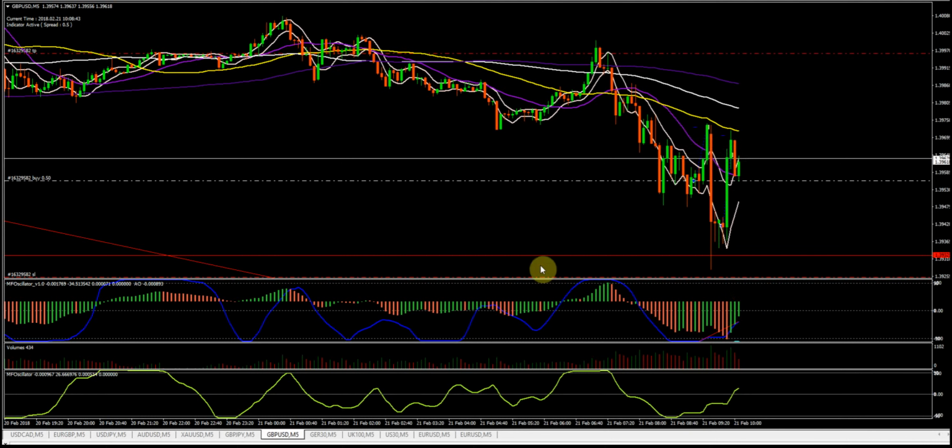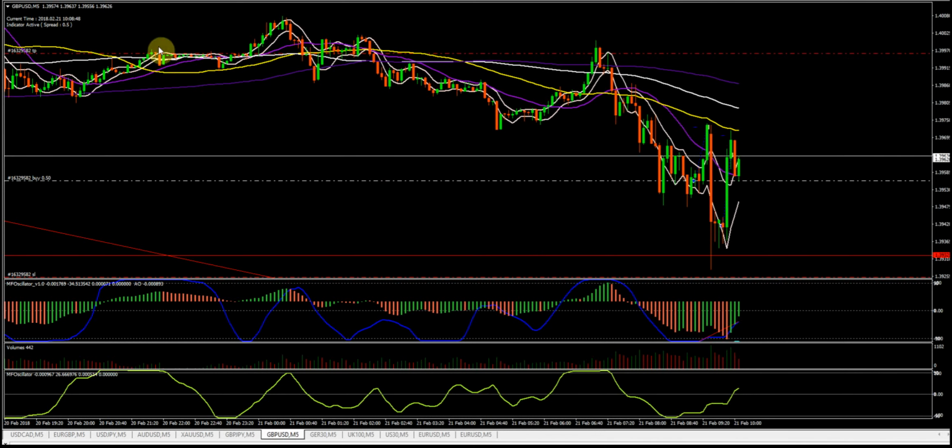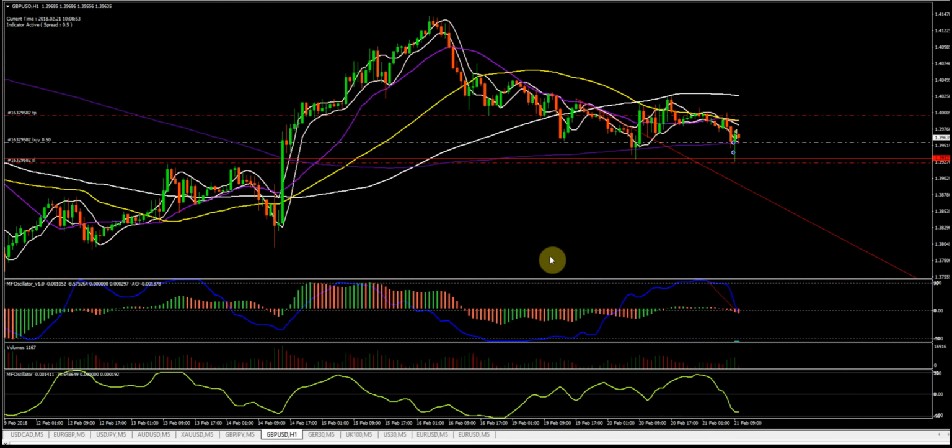I've put in a horizontal line here actually now, which you can see, which is the previous low, which it looked like it was taken out. So that's where we're at now.